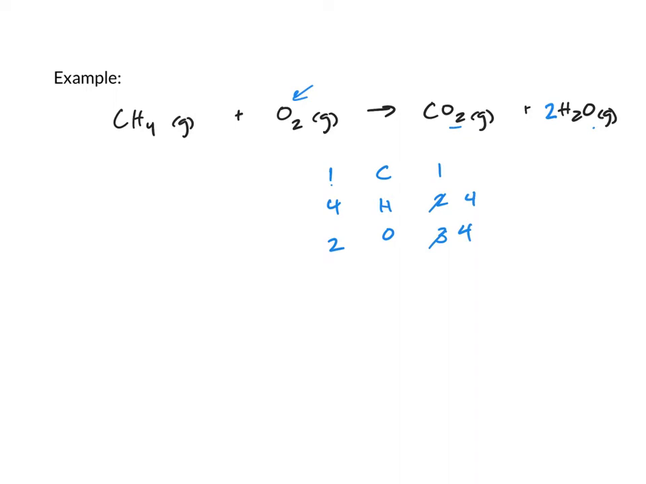I look at oxygens. I have 2 oxygens on the reactant side. I have 4 on the product side. So I need to put a 2 in front of that O2, which changes that to 4. Okay, double checking. I have 1 carbon, 1 carbon, 4 hydrogens, 4 hydrogens, 2 plus 2 is 4 oxygens, and then 4 oxygens on the reactant side, which makes my equation balanced.